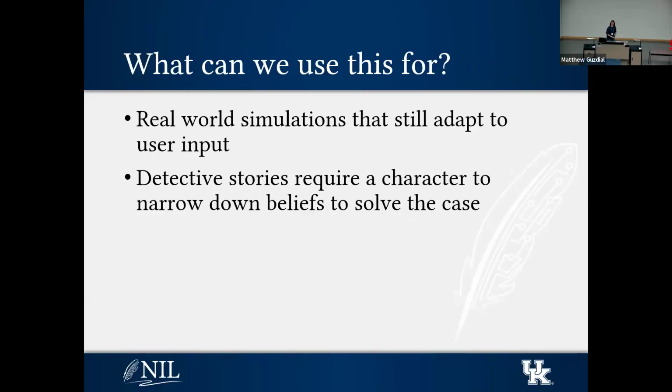There are a lot of applications for this. Uncertainty in traditional planning is very much used to model the real world, where there is actual uncertainty. So when we're doing real world simulations that still adapt to user input, uncertainty might be a useful feature to have. Another thing that I would like to see is detective stories, where a character has narrowed down their beliefs in order to solve a crime case.